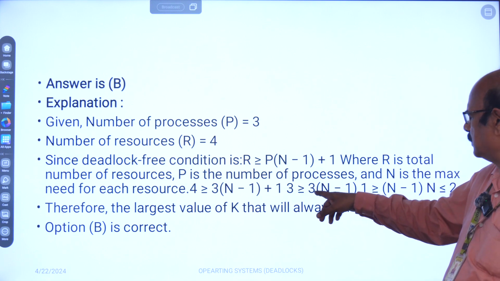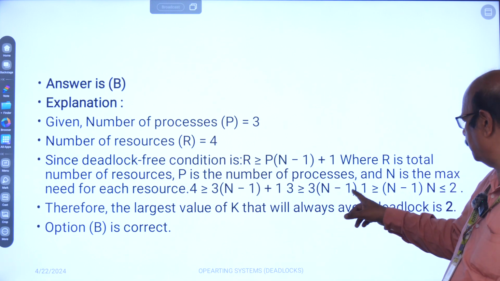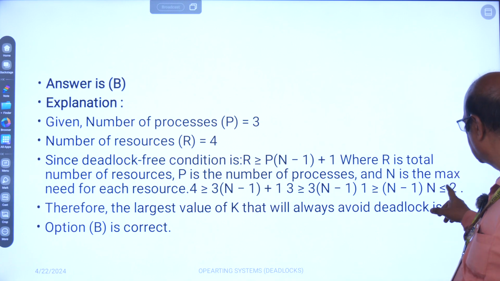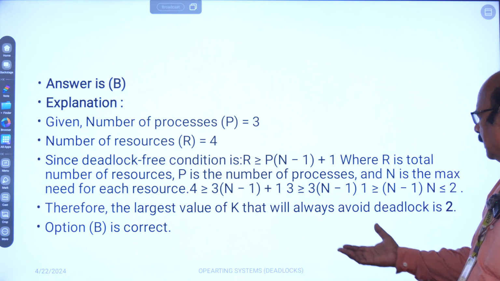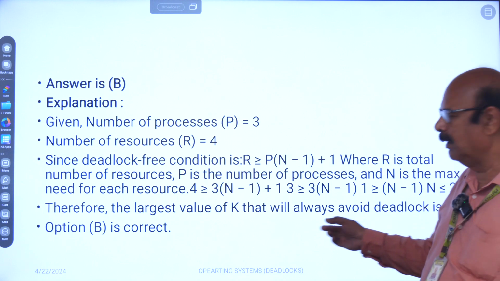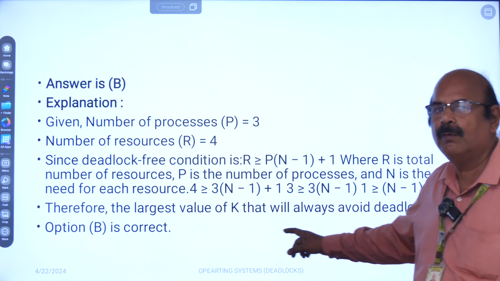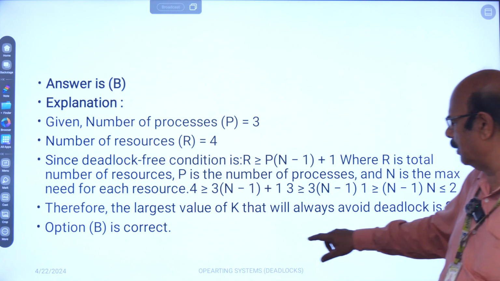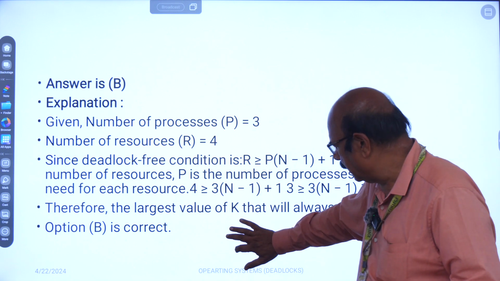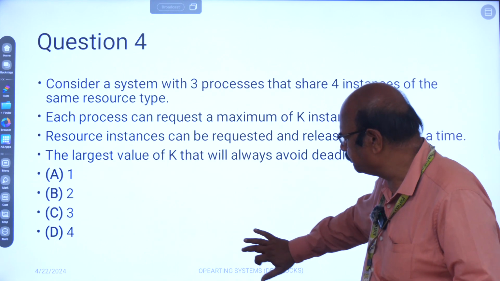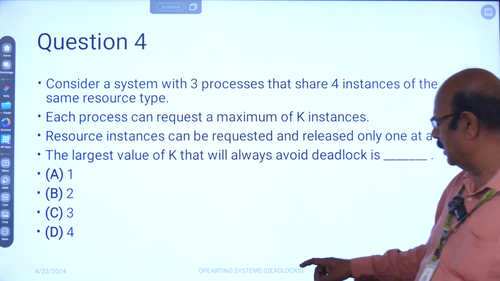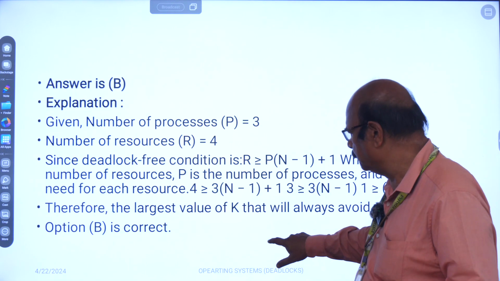So 3 is greater than or equal to 3 into (n minus 1), so 1 is greater than or equal to n minus 1, so n is less than or equal to 2. So to avoid the deadlock, the largest value of k that can be kept is 2. So option 2 is correct here. The largest value that will avoid the deadlock is option 2.